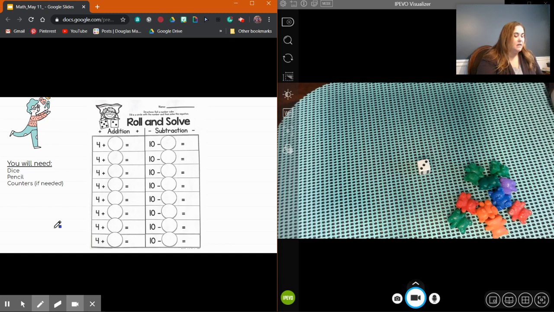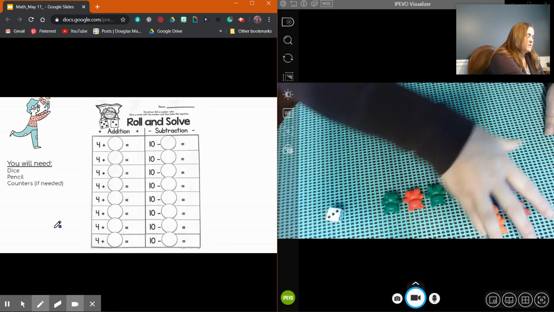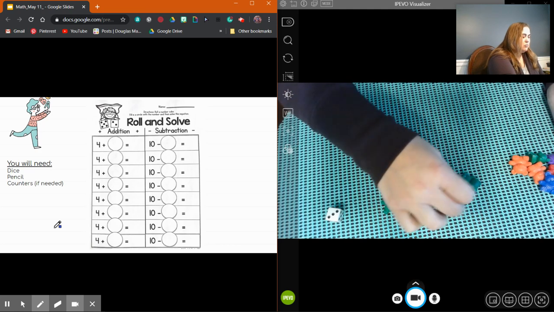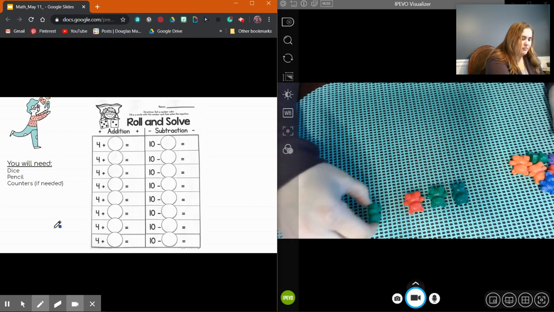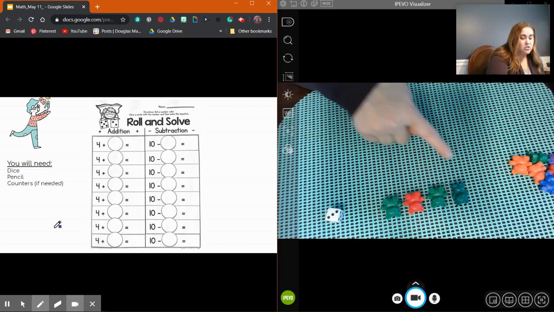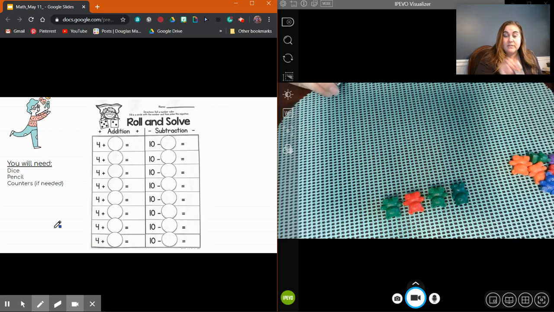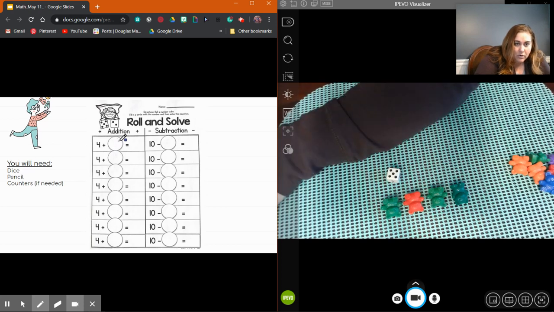In order to start, if you're using counters, I would go ahead and set 4 bears out, or whatever counters you're using. So why did I start with 4? Well, I started with 4 because the first number in my number sentence says 4. So I already know I'm starting with 4. Now I need to roll the dice to see what number I'm going to be adding. So I'll roll my dice, and I got 5. So over here in my bubble, I'm going to write the number 5.